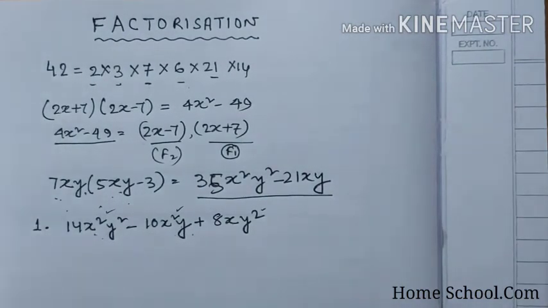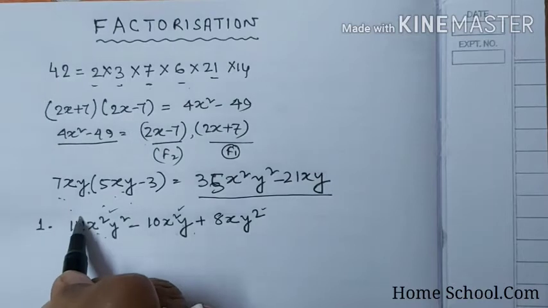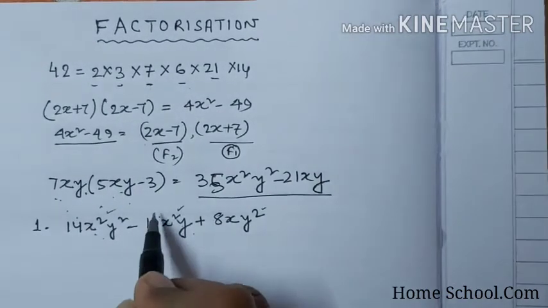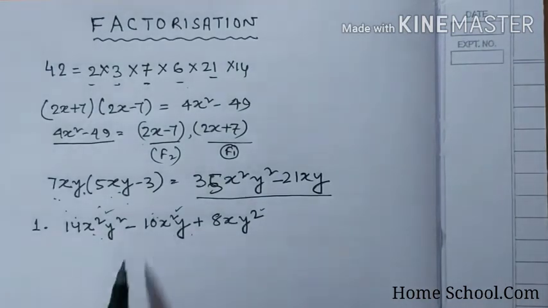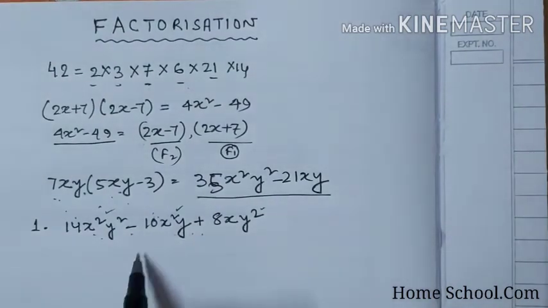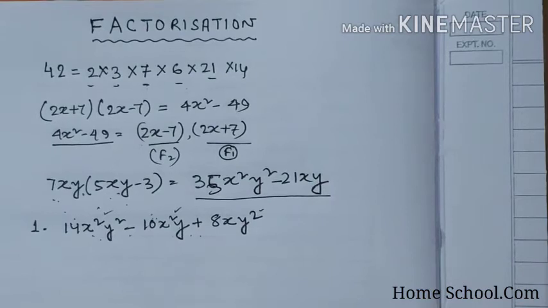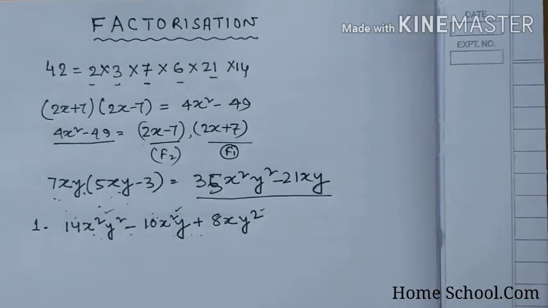Third, there are coefficients. 14, 10, and 8 are all coefficients. They also have operators: this is minus, this is plus. Now, how do we do the factorization of this problem?